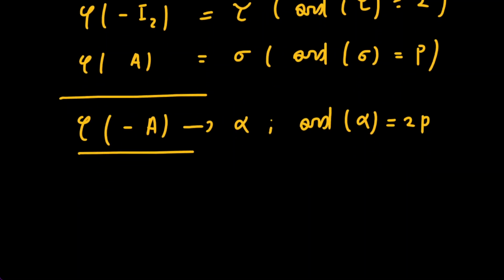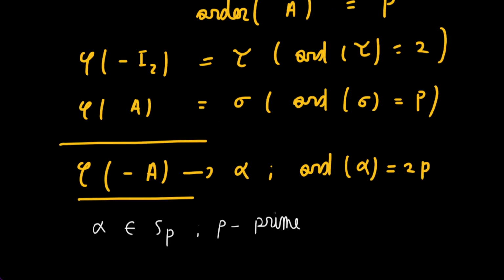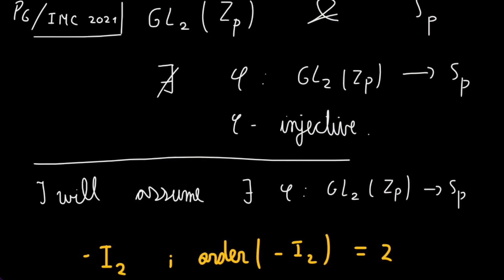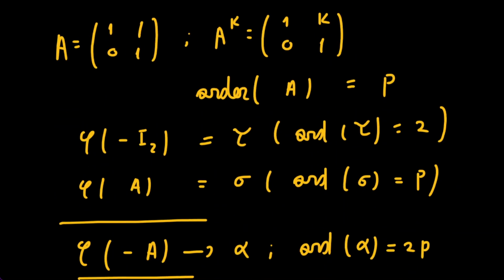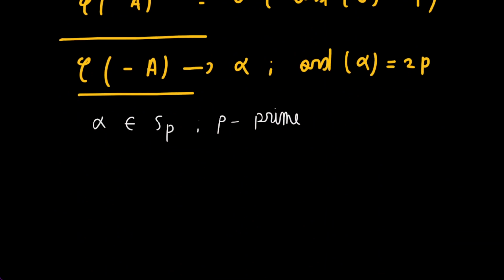But let's look carefully here. Alpha is a permutation from SP, where P is prime. Don't forget this important stuff: P is a prime number. So what do we have here? We have a permutation from SP of order 2p in the symmetric group, where P is a prime number.